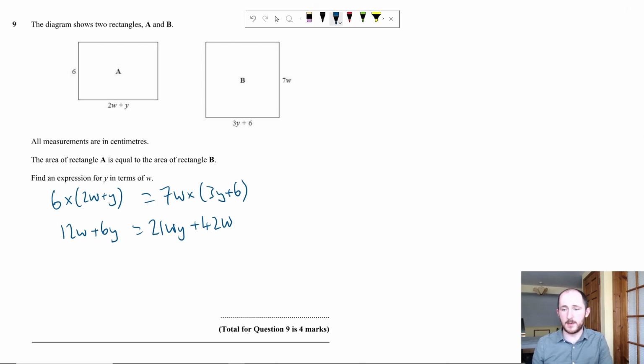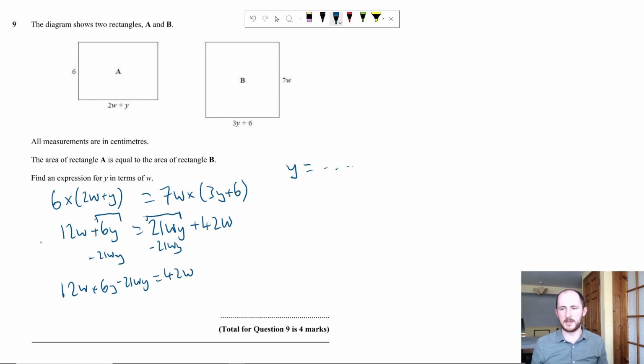Cool. And now what we want to do is get y equals and then a bunch of stuff. So we need to do the same thing that we did in an earlier question. We want to move every term with y to one side and every term that doesn't have y to the other side. So I can see here that these are my y's. So I'm going to move the 21wy to the left-hand side. So minus 21wy to move it over. And again, you can do it either way and you should get the same answer. So you get 12w plus 6y minus 21wy equals 42w.